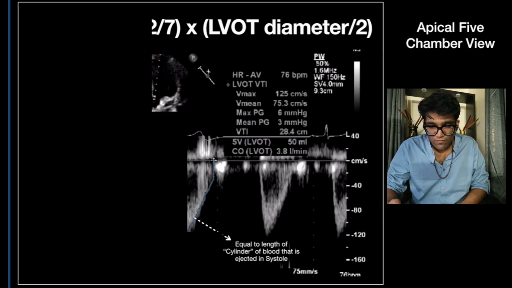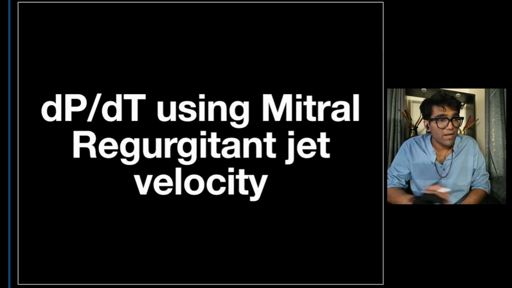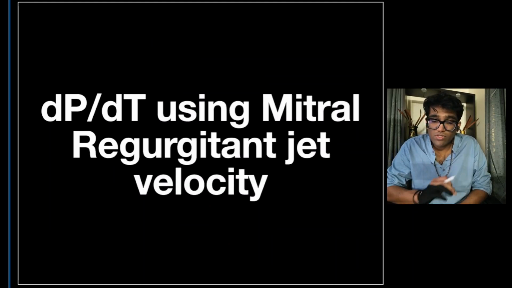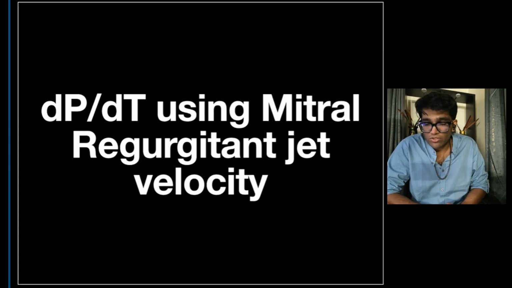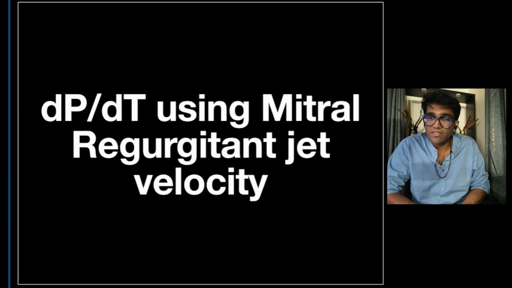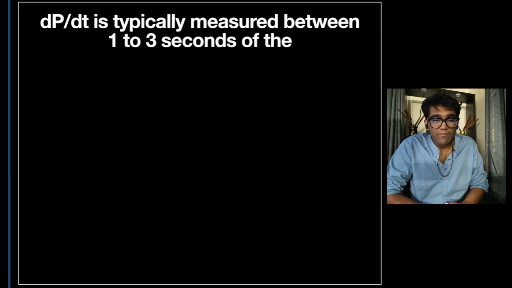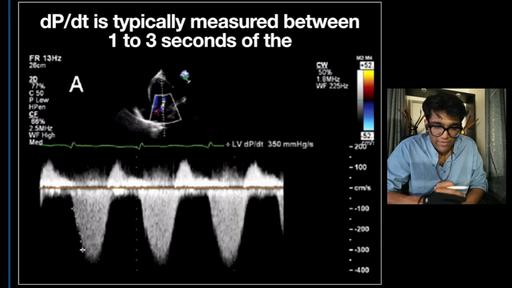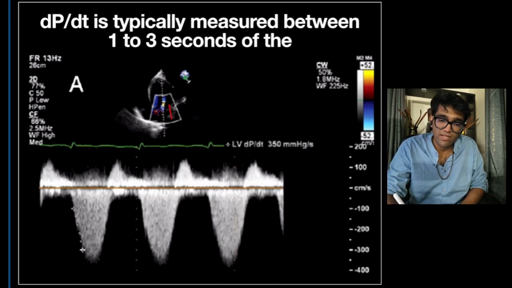Okay, fine. Now the last parameter that we use is what we call the pressure over time, using your mitral regurgitation jet velocity. Now for this, there has to be a mitral regurgitation jet. If it is not present, this parameter cannot be used. So what we do is put our pulse Doppler or continuous Doppler probe on the mitral leaflet or the mitral orifice, and then we see during systole is there any regurgitation jet.